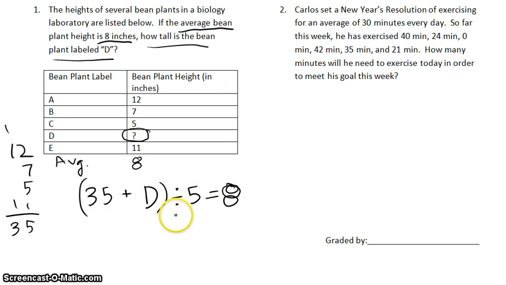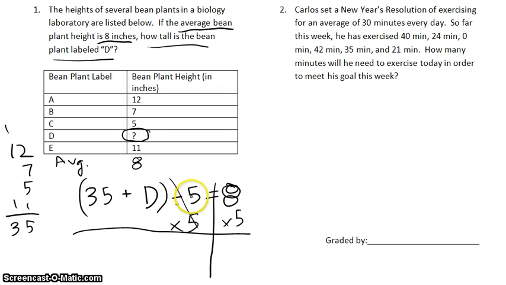So to undo the divided by 5, I'm going to do its inverse, or its opposite. I'm going to multiply by 5, and that's going to get rid of this for me, but I have to do it to both sides of the equation. So now after I've done that, my times 5 got rid of this over here, so I just have 35 plus D left on this side. Over here I have 8 times 5, which is 40.